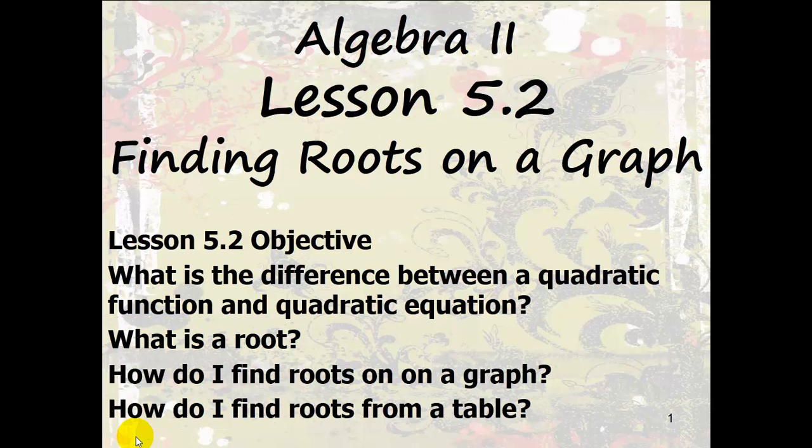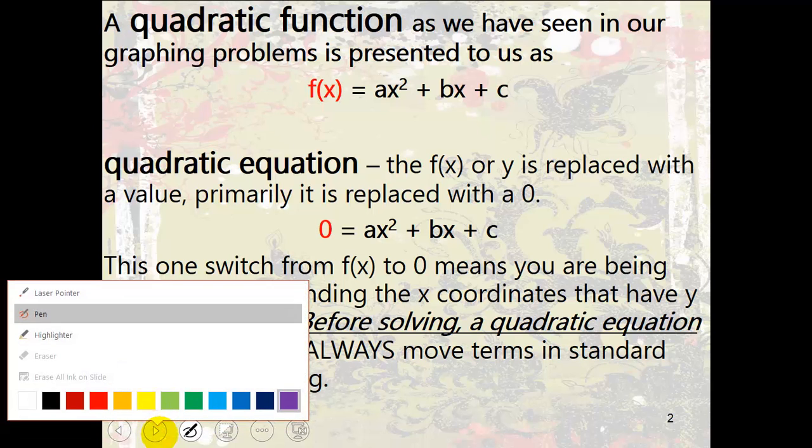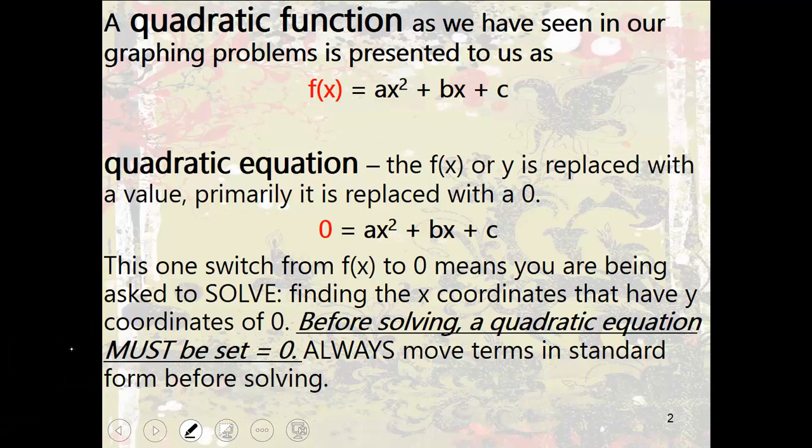So we learned from lesson 5.1 that a quadratic function has an equation f of x equals ax squared plus bx plus c. From there, we found the vertex, we identified the coefficients a, b, and c, and we decided if it opened up or down, all those kinds of things to help us graph it.